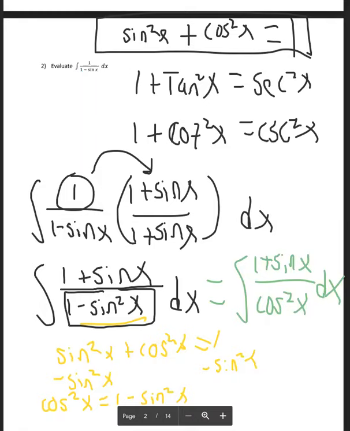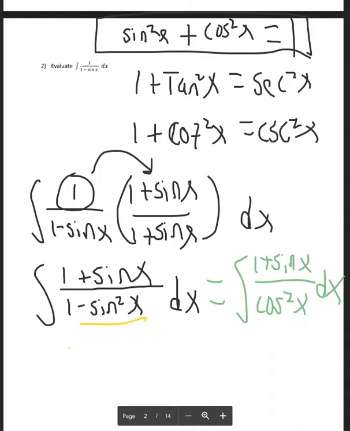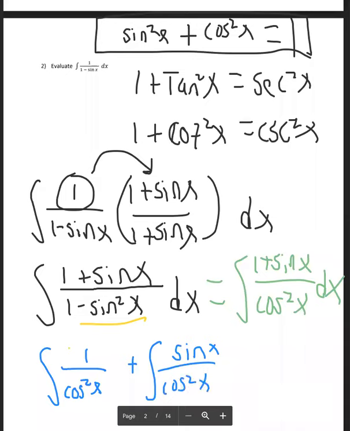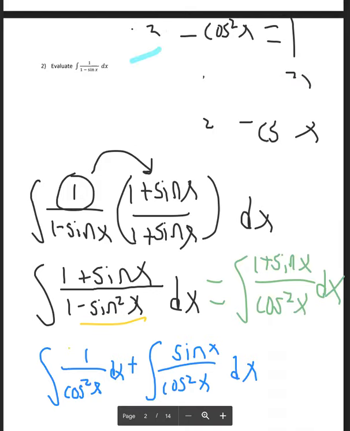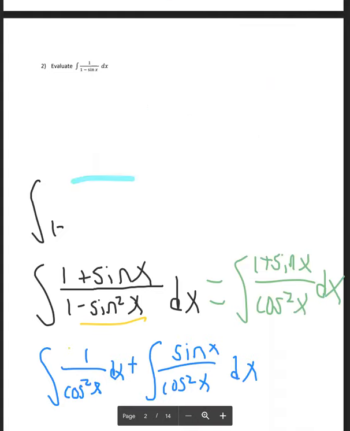Oh, sorry, let me erase the whole thing. Let me erase a little bit of the bottom and then I'll continue working from the top. When you split up this integral, you can do it as 1 over cosine squared of x plus sine of x over cosine squared of x. So do not forget the dx's. You're going to get points taken off for that. So continuing the problem from the top of the page, when you do that, at least 1 over cosine squared of x.